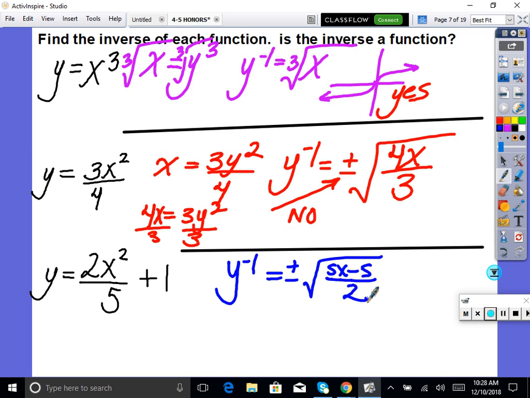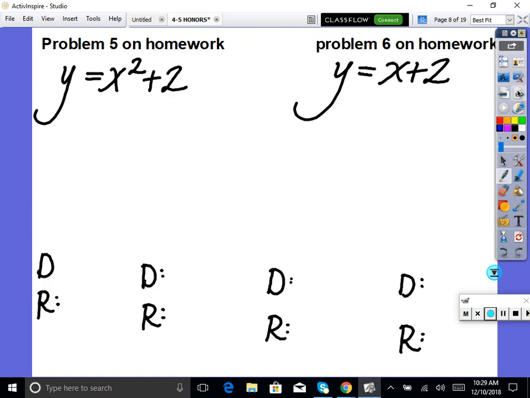Yes, and you could have split it up too, and then I heard some people saying, do we need to rationalize the denominator? I'm not worried about it for inverses. If you did, I'd give you brownie points on the test. That's extra. Okay, so with that being the answer, definitely it's a no because of the plus or minus. Not a function.